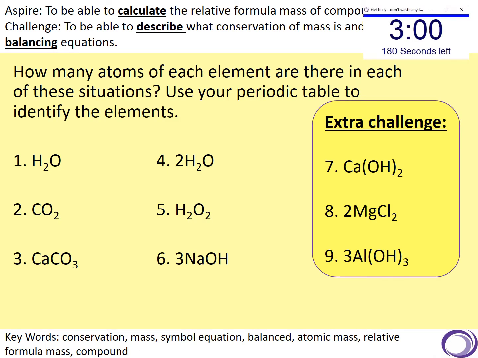Okay, what I want you to do is to look at these formulae, and I want you to decide how many atoms of each element there are in these situations. You'll need to use your periodic table to identify some of the elements. Remember, if it's a lowercase letter, that's part of the formula of a previous element. So Ca is actually calcium, C, because it's a capital C, lowercase a.